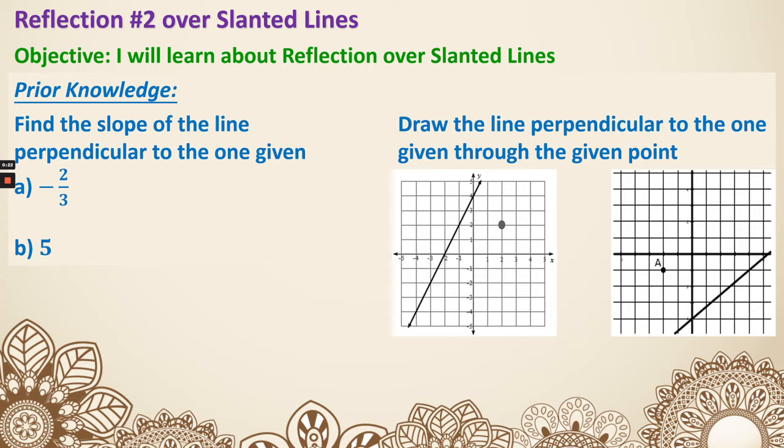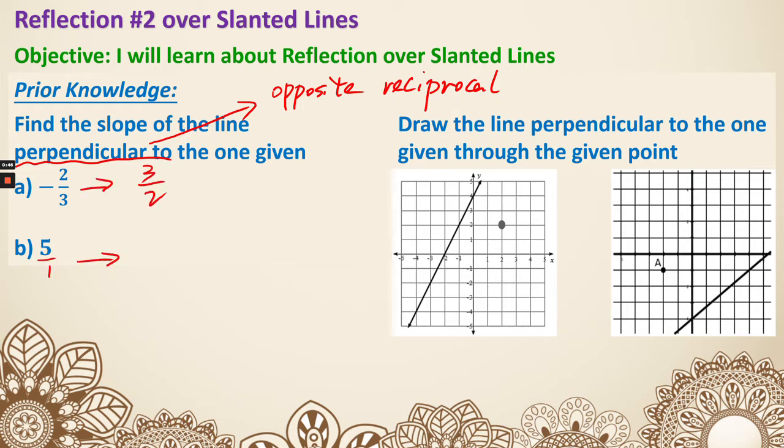To find the slope of the line perpendicular to the one given, basically, you are given the slope and you're trying to find a new slope. If you recall, in Unit 7 we learned perpendicular lines, and their slopes are opposite reciprocals. That means we just need the opposite number and flip the fraction. So the first one, negative 2/3, is going to be 3/2. The 5 is 5/1, so it's going to be negative 1/5.